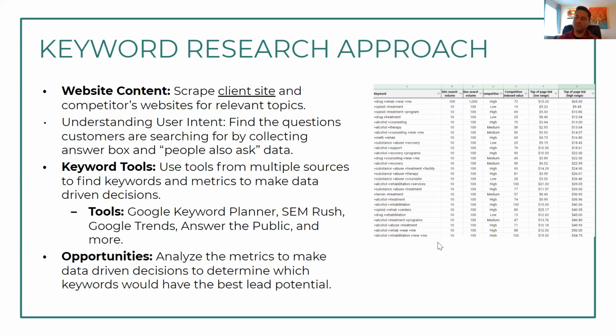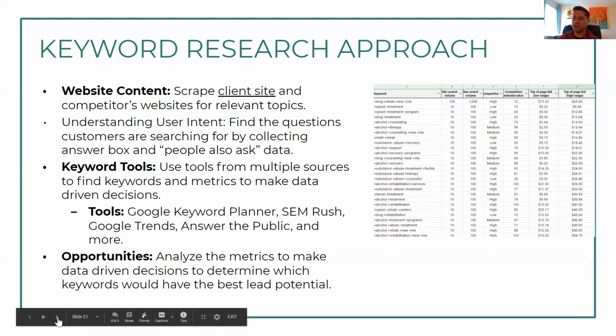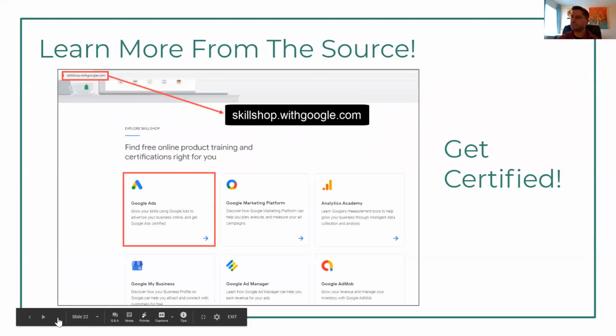Because sometimes we will do some longer tail keyword terms because they don't have as much competition. And what we mean by long tail versus short tail keyword: short tail may be drug treatment, but substance abuse treatment facility is more long tail and specific. So you may not have as much traffic in that case.